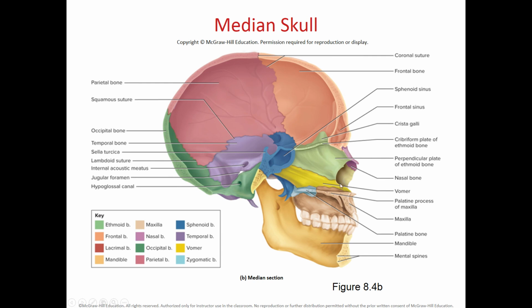So again, this is another view of the skull, and you can see better in this part the perpendicular plate of the ethmoid, which is this, separating the nasal cavity into right and left, together with the vomer, which is this facial bone that we have here. And you can see the palatine bone here in our median view as well, forming the hard palate together with this palatine process of the maxilla.